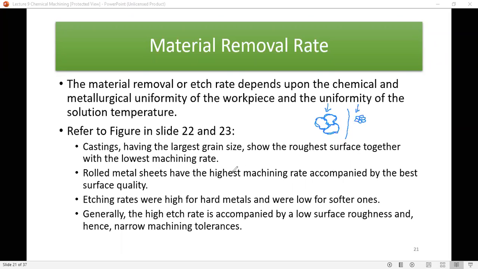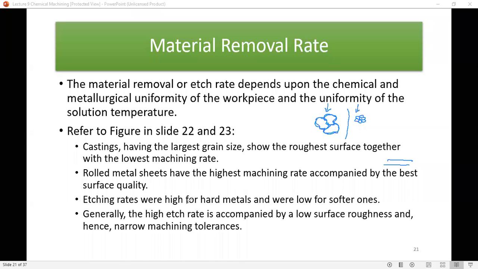Rolled metal sheets have the highest machining rate accompanied by the best surface quality. So if you have a rolled metal sheet, you have the highest machining rate accompanied by the best surface quality because the grain is elongated, because it's a rolling process. So the grain is elongated, and because of that the ratio between the grain boundary and the grain surface is higher. Okay?